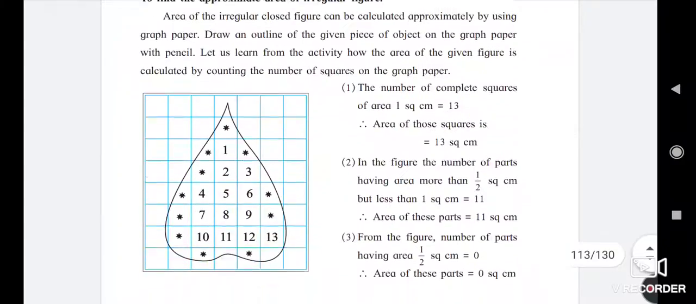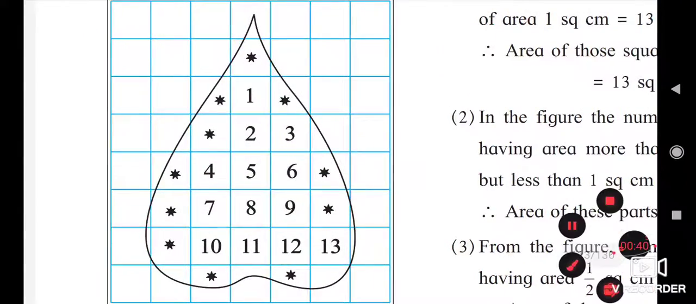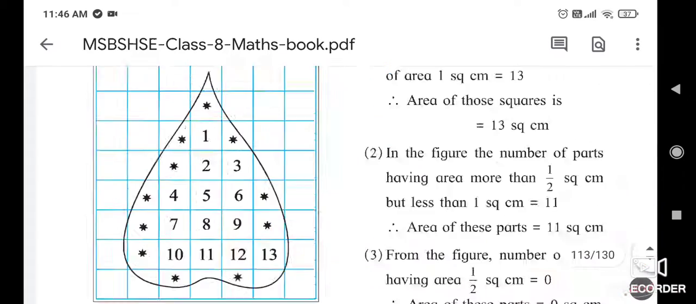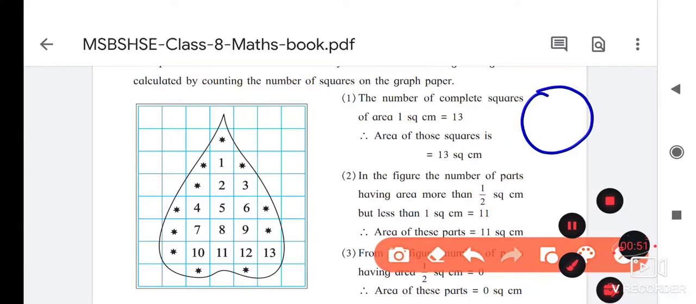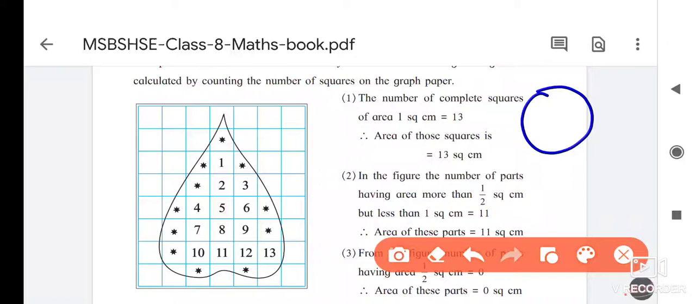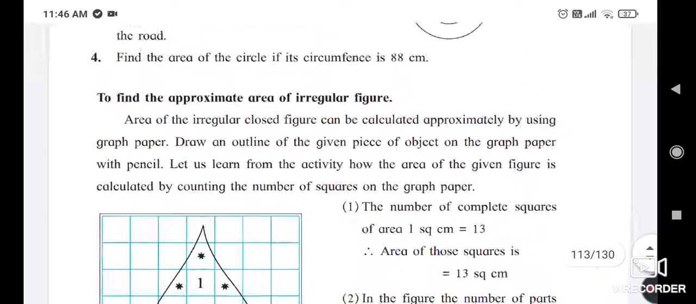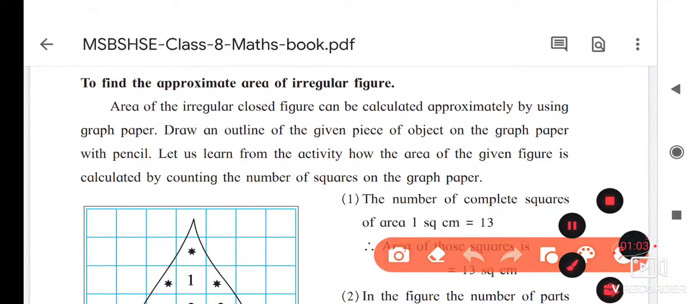But sometimes there are some shapes, for example, here it is a leaf of any tree. To find the area of such a shape, which is not a circle, not a square, not a rectangle, rhombus, parallelogram, anything, then how to find out its area, that we are going to study under the heading of this lesson, that is to find the approximate area.